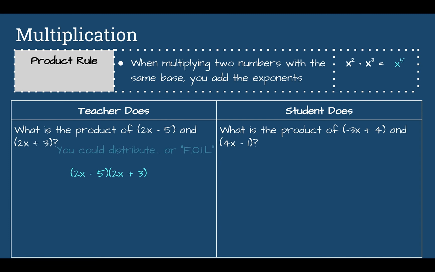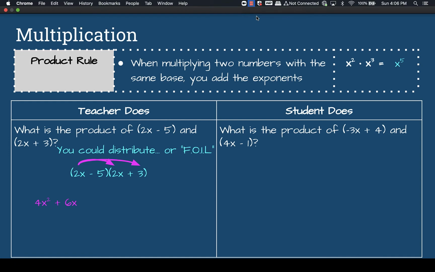For this, you could distribute, or you might hear people say FOIL, which stands for first, outside, inside, last, and is an acronym to remember which ones to multiply. Essentially, it's just reminding you that for distributing here, you would take that first term and multiply it with both things in the second. So you would end up with 4x squared and plus 6x. But that's not all you have to distribute, because you still have that minus 5.